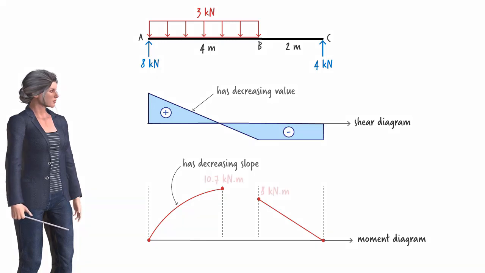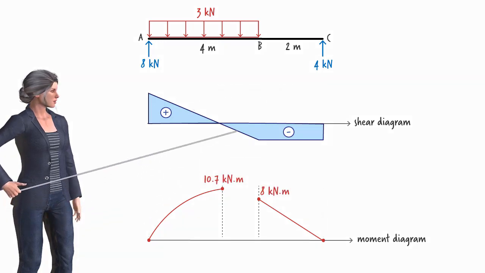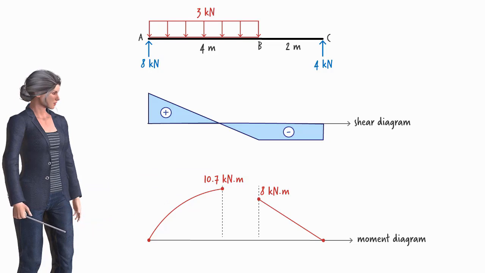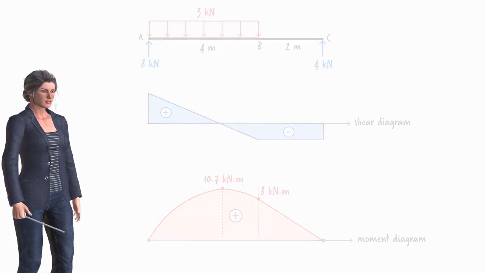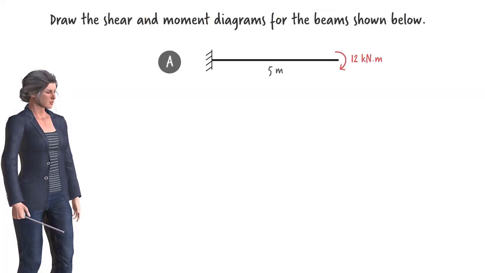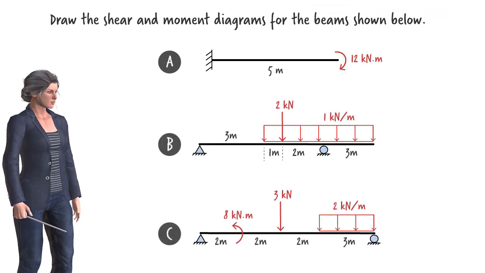And given that shear is decreasing here, going from 0 to a large negative value, the moment diagram must have a decreasing slope, like this. Here is the complete moment diagram for the beam. Now it's your turn. See if you can construct the shear and moment diagrams for the following beams without writing the underlying shear and moment equations.